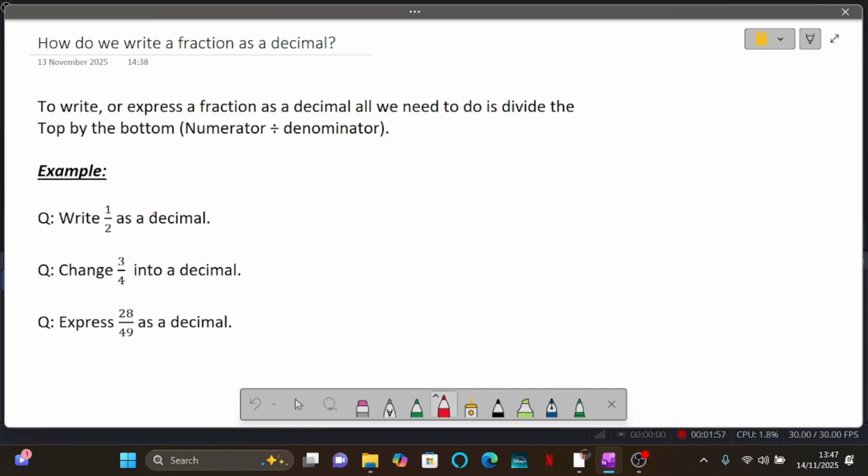We've got some examples for us to work through. Question 1, write 1/2 as a decimal. So remember, it's the top divided by the bottom, and it's going to give me 0.5.